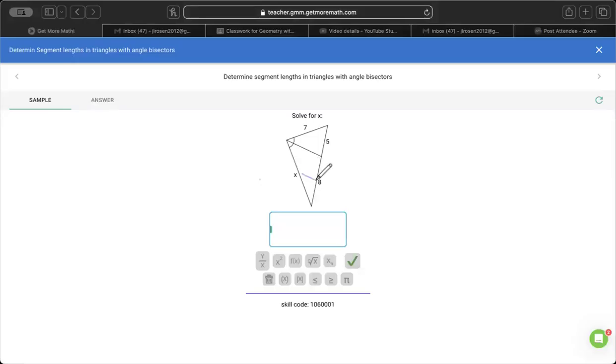Okay. This one, I'm going to do x over 8 and then 7 over 5. And there's no rhyme or reason. I'll show you, we could have done either way. But we're going to do 8 times 7 is 56. And 5x, divide that by 5. And that gets me 11.2.